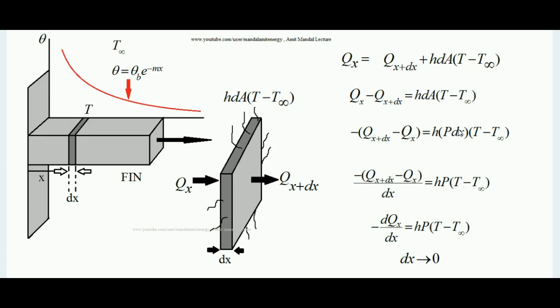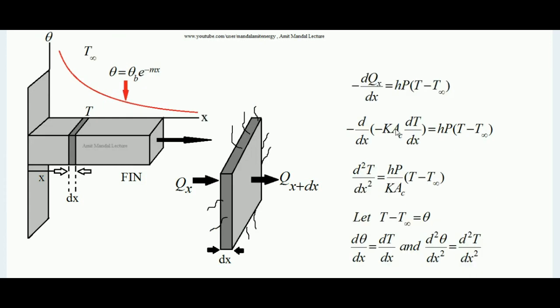Now in case dx goes in the denominator over the LHS, I will get this hP over here itself into T minus T infinity. Now in case dx tends to 0, then I can write this LHS in differential form, dqx upon dx equals hP into T minus T infinity. We know qx over here is the heat which is conducting through this thin section. So for a steady state heat transfer, we can write Fourier's equation of heat conduction in place of qx. So in place of qx I am writing minus kAc dT by dx.